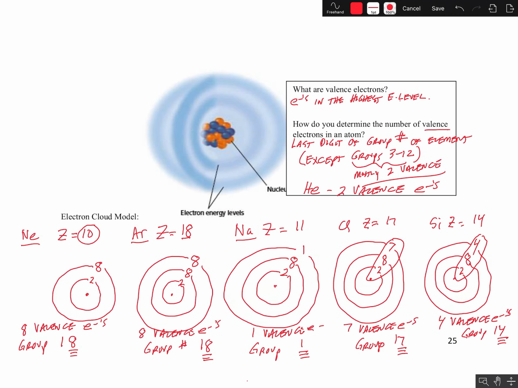Now there's actually much more to this than what I've explained to you, and that leads to something called the electron cloud model, which is actually our current model of the atom. And it's beyond the scope of this class. So when you're a junior, you can take honors chemistry, and we'll talk about this electron cloud model of the atom.